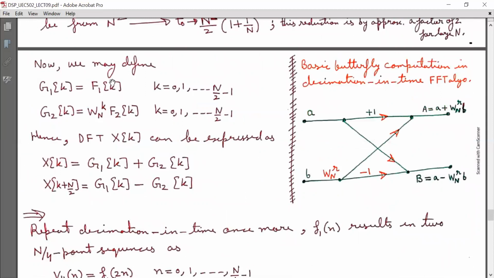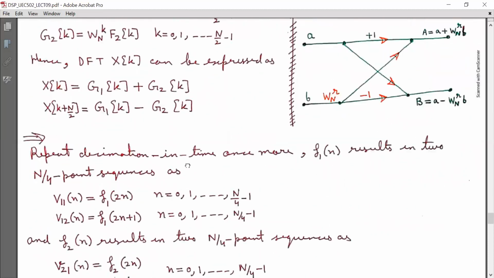Now we may define G1(k) is equal to F1(k) for k ranging from 0 to N/2 minus 1, and G2(k) is equal to W raised to power k F2(k), k ranging from 0 to N/2 minus 1. Hence the DFT X(k) can be expressed as X(k) is equal to G1(k) plus G2(k), and X(k plus N/2) is equal to G1(k) minus G2(k).